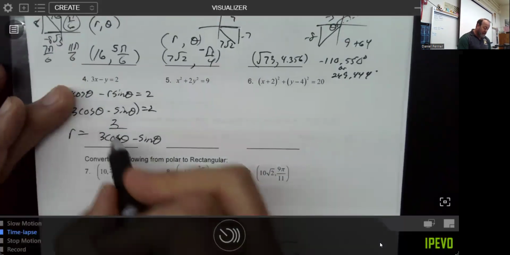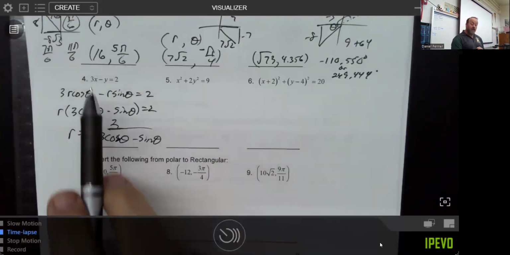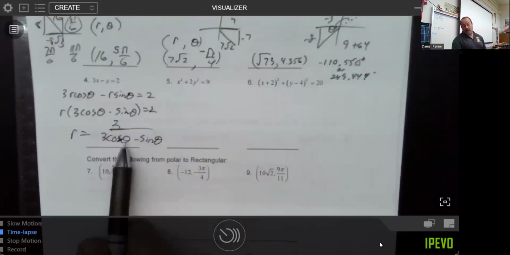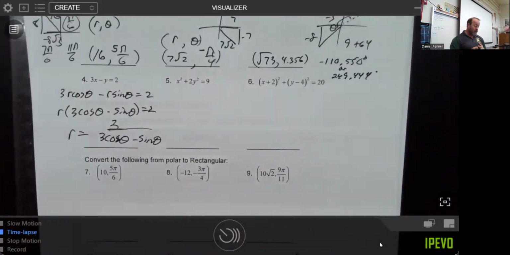Now, of course, it's not a bad idea, because you could graph this and you could graph that and see if in fact it actually makes sense, if you actually got the value you wanted.